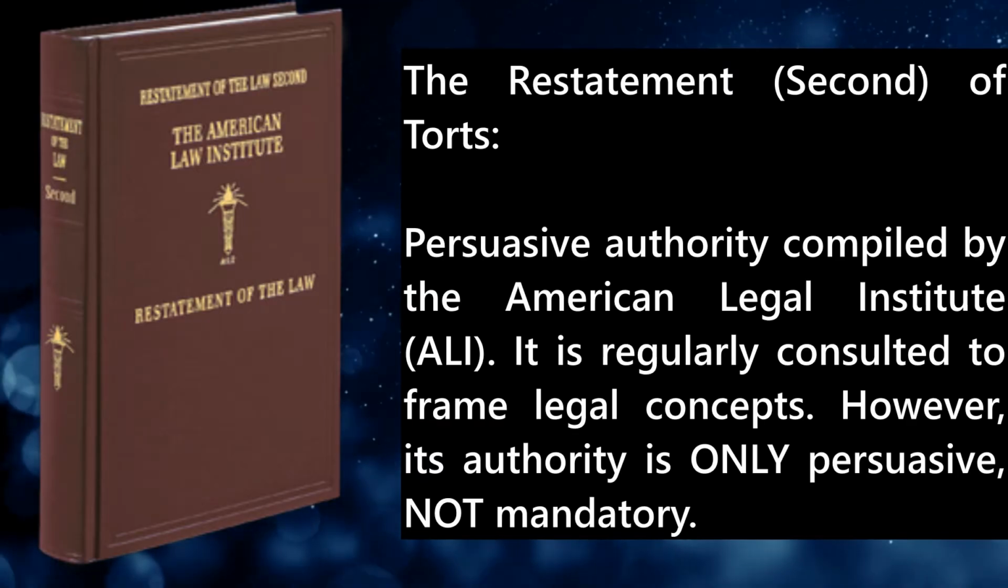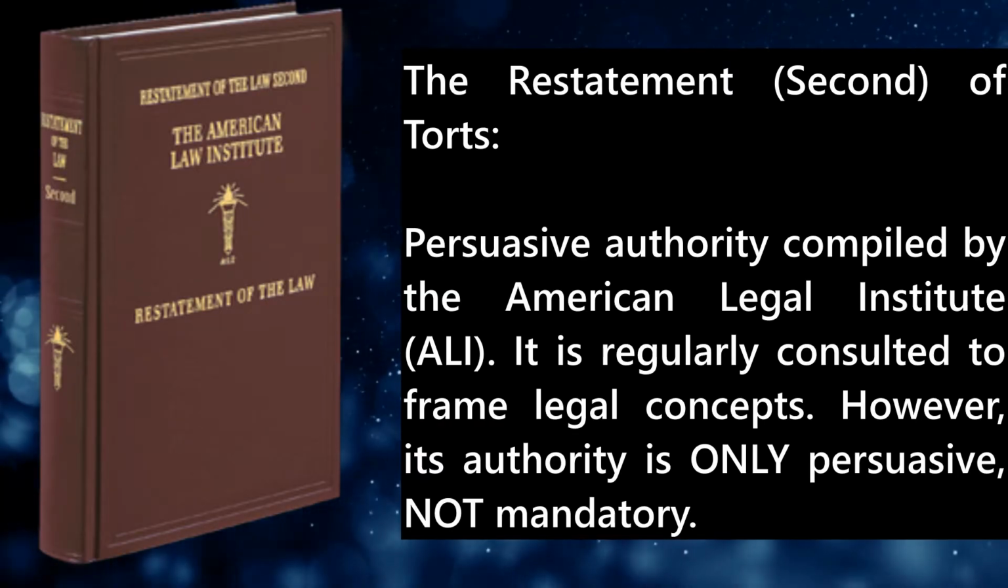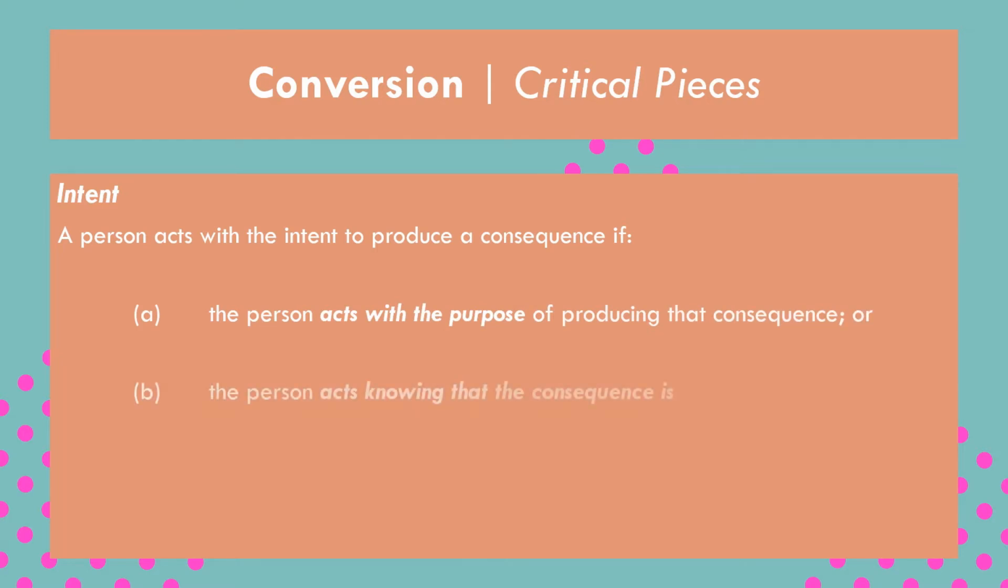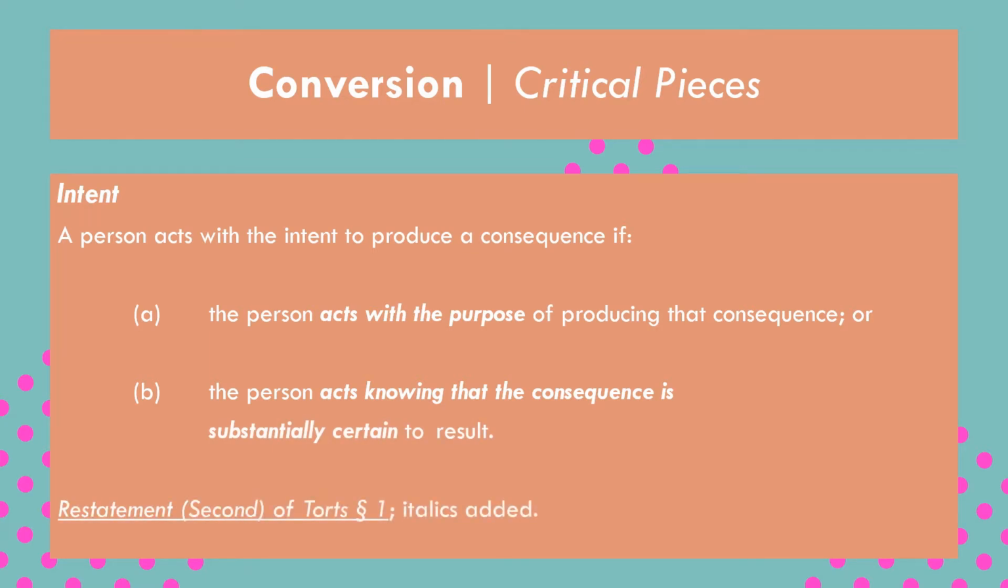The Restatement Second of Torts, Section 1, states that a person acts with the intent to produce a consequence if A. The person acts with the purpose of producing that consequence, or B. The person acts knowing that the consequence is substantially certain to result.